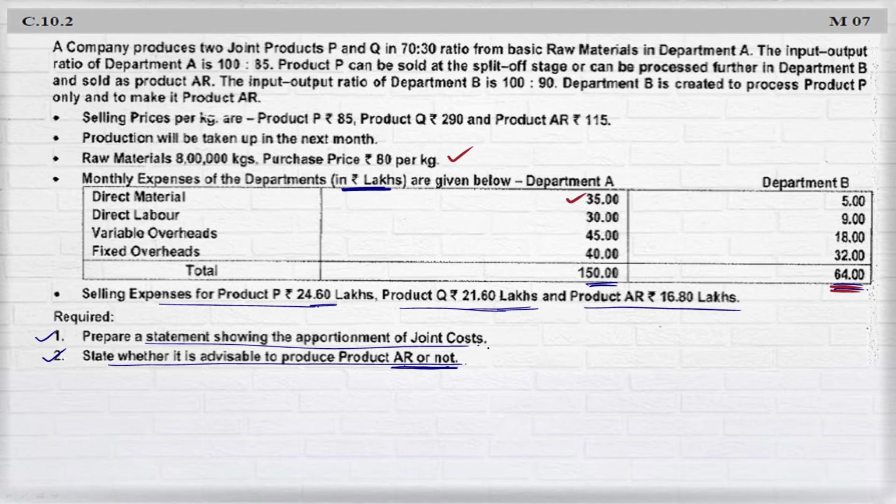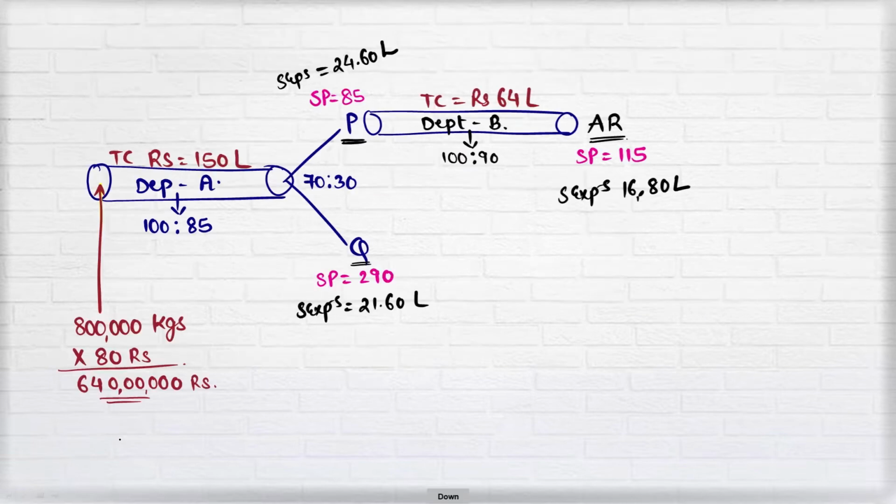Prepare a statement showing apportionment of joint cost that we are going to do. State whether it is advisable to produce product AR or not. So we are taking further processing decision. Further processing decision is of AR only. Whether we should manufacture AR or whether we should sell product P. Let me give you a guidance. First, let me find out first joint cost. What will be joint cost?